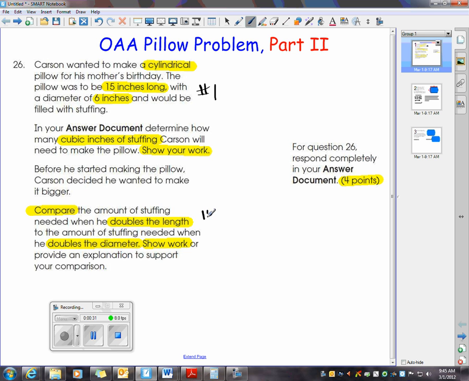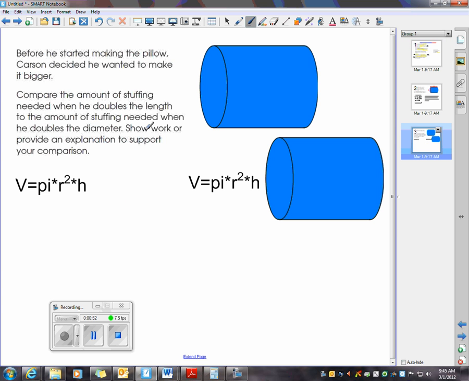Well, the first thing we have to do is figure out the amount of stuffing needed when we double the length. The next thing that we need to do is figure out the amount of stuffing needed when he doubles the diameter. And then we have to compare those two pieces of information. So that's the fourth task. So 4 points, 4 tasks. So here we have just the part of the problem that we're on, the second half of the problem.